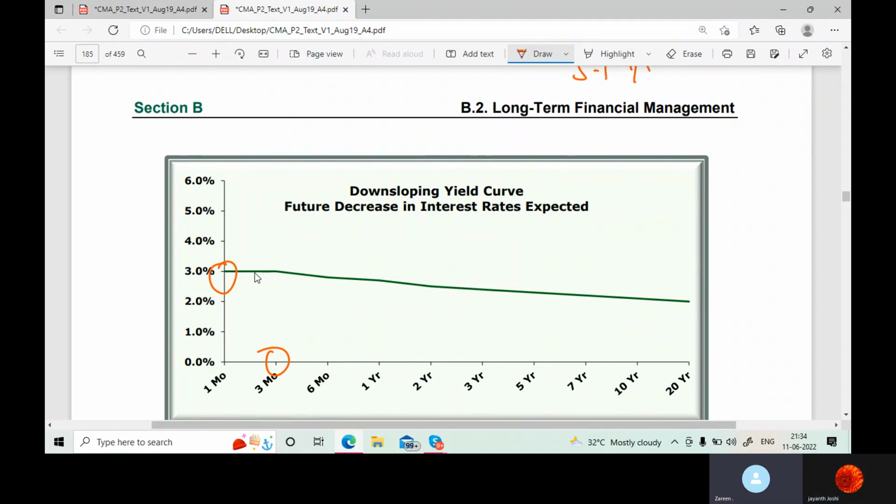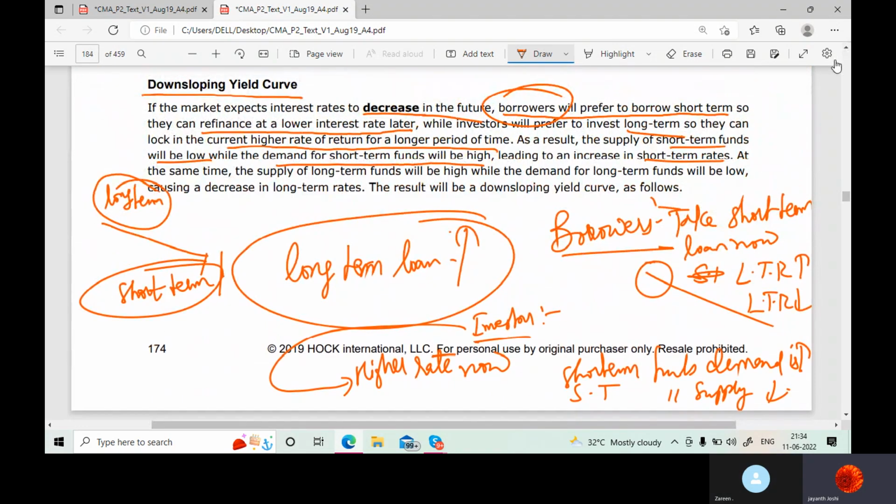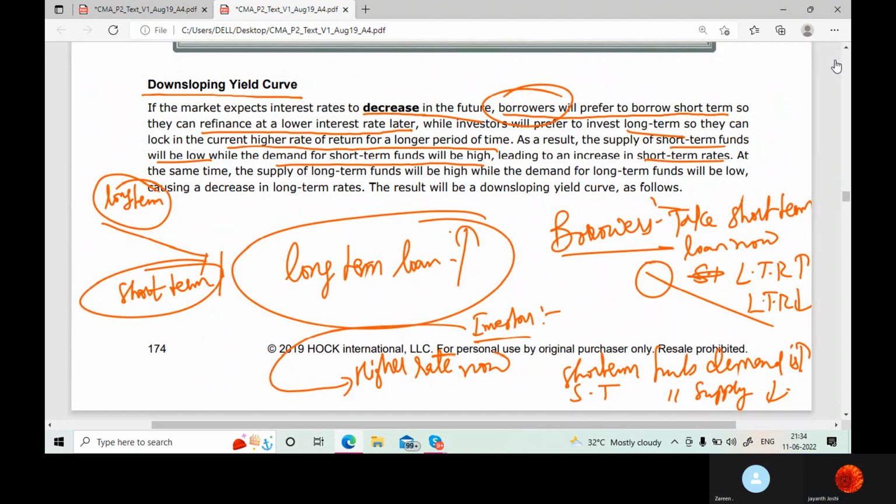As time passes by, what happens? We go towards the long term, correct? So what happens? Short term supply is less, demand is high. Since demand is high, the rates are high. Okay, short term rates in the beginning.